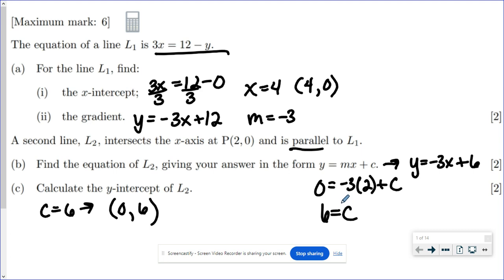All right, so that was very straightforward Algebra 1. Any questions or concerns there? Okay.